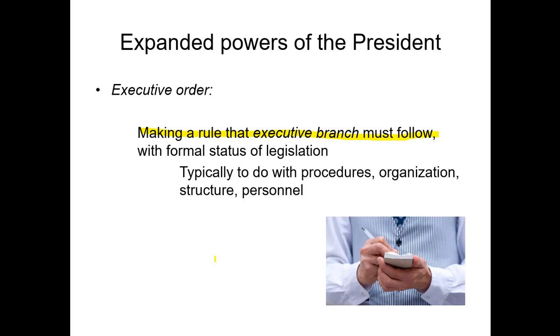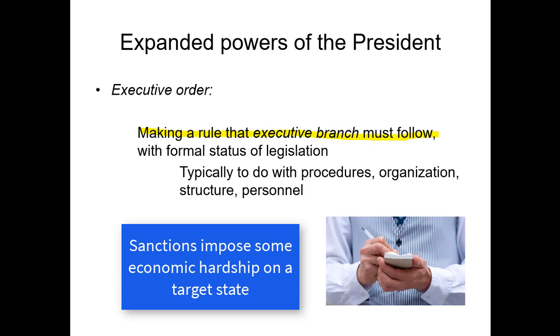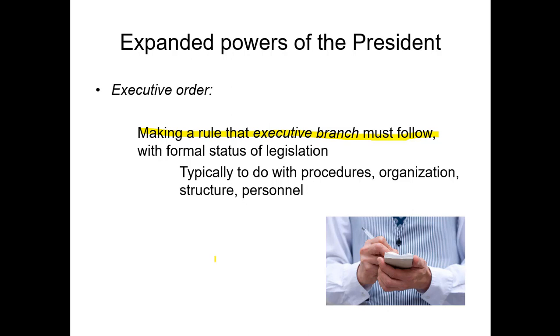So most of these things have to do with changing procedures or revising organization, changing the structure of the executive branch, having to do with personnel. But as I said, it also can affect policy. I already talked about how an Obama executive order applied for the Dreamers Act. Lots of executive orders have to do with sanctions. Since the president is in charge of foreign policy and all the foreign agencies, he can put a sanction on another country through an executive order.